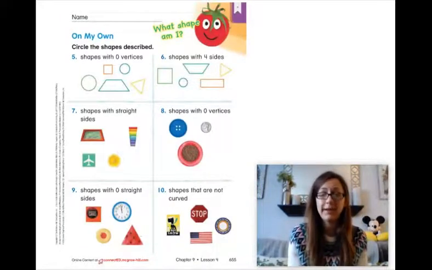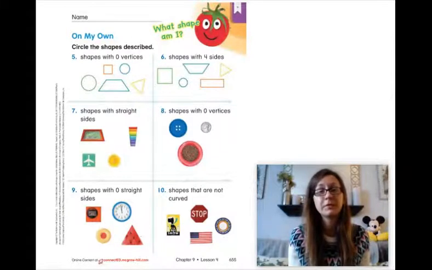Okay, now let's look at the On My Own page, page 655. I know this is your favorite part. So I will go over the directions with you. Then before you go on to the next part of this video after I finish number 10, press pause, answer all the questions, and then I'll go over the answers with you after.